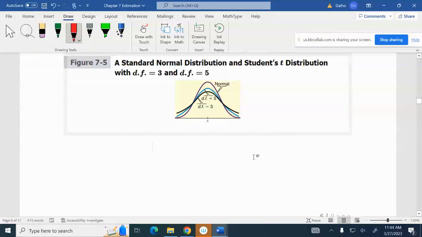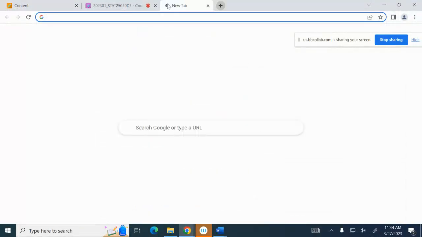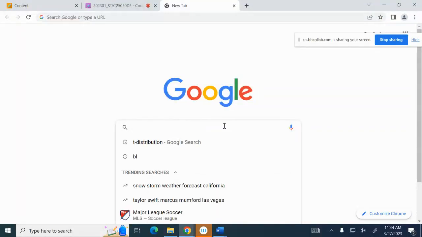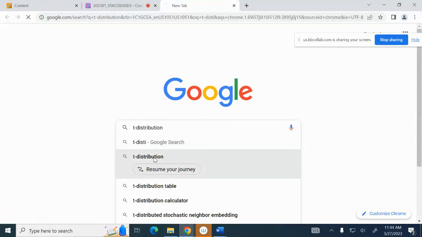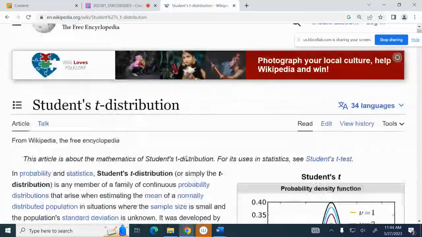When did we start? We started at 11 o'clock? Mm-hmm. 11 o'clock, okay, 5 minutes, okay. Let me Google. Let me Google t distribution. Yeah, t distribution. Oh, Wikipedia, I love it.